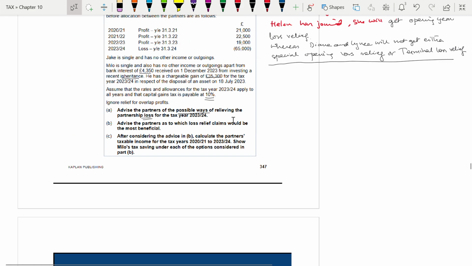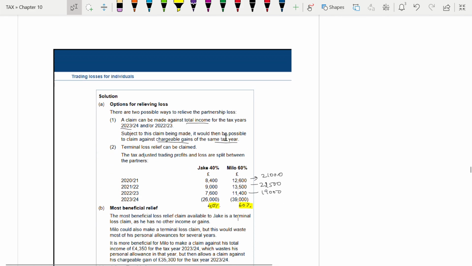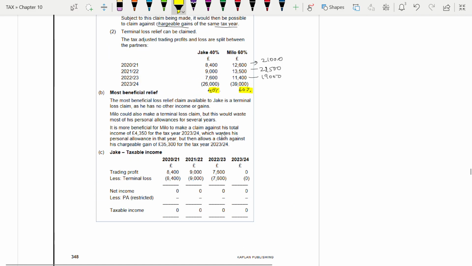Now, advise the partner on which claims will be most beneficial. The most beneficial loss claim will be the terminal loss claim, as there is no other income or gains. Milo can also make a terminal loss claim, but this would waste most of his personal allowance for several years. It is more beneficial for Milo to claim against the total income, 4350.